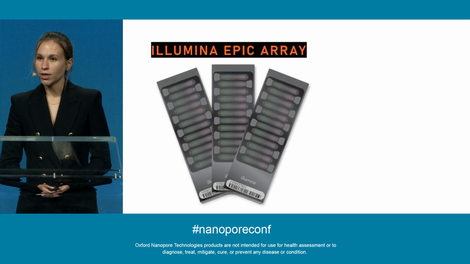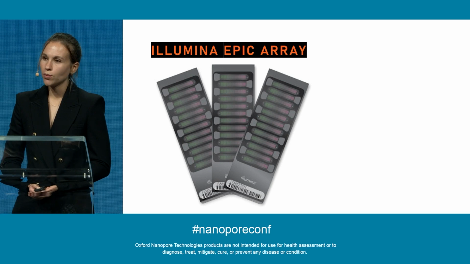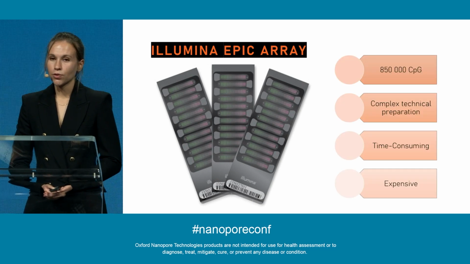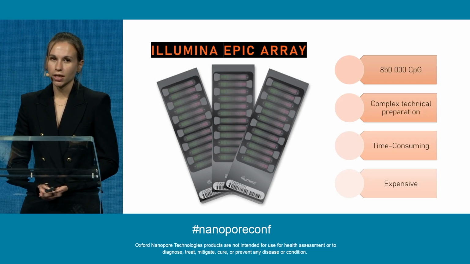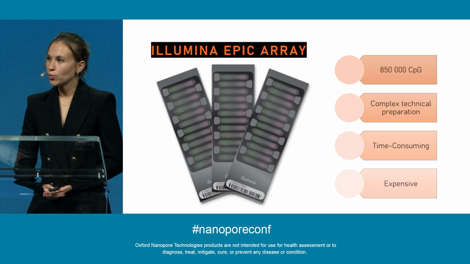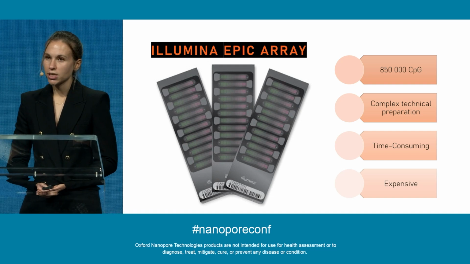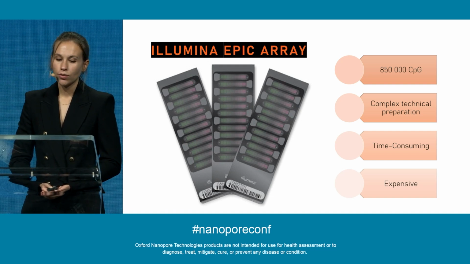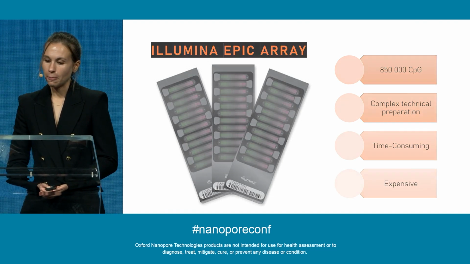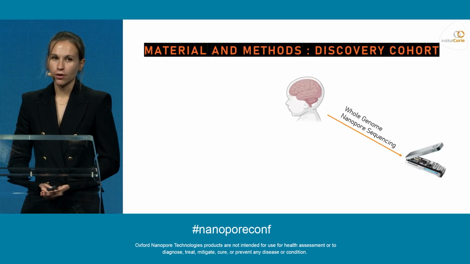So as I told you at the beginning, currently the assignment of methylation is performed with the Illumina EPIC array. These arrays are going to study the methylation at more than 800,000 CpGs. However, the technical preparation can be a bit complex, time-consuming and expensive, and not always suitable for an emergency situation.